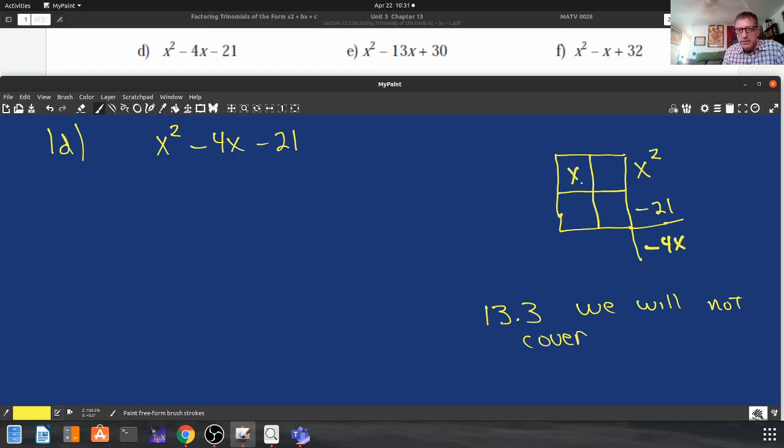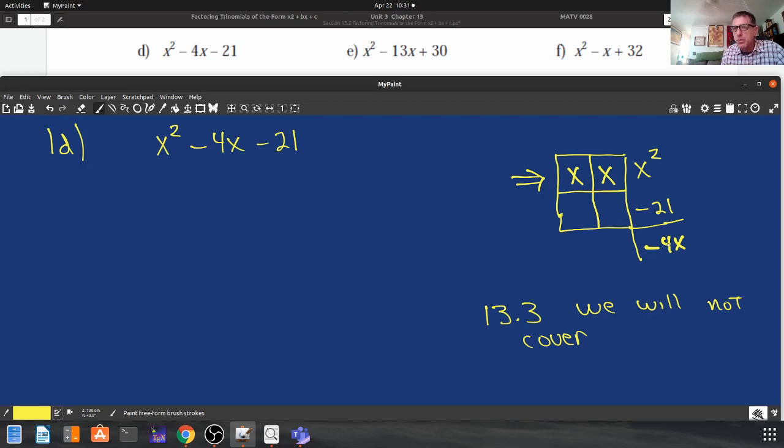So because this is leading coefficient 1, those have to be x's. That makes the top row really easy when the leading coefficient is 1. Now let's think about this. I'm going to have to multiply together two numbers to get minus 21. So that means exactly one of them is negative. And when I add them together, it's going to be a negative result.